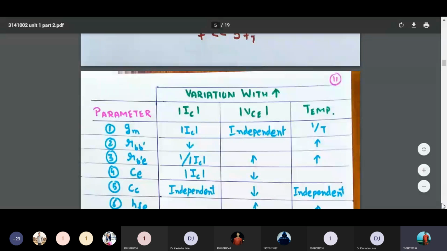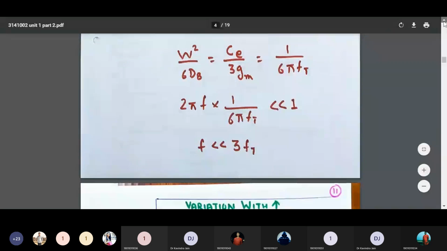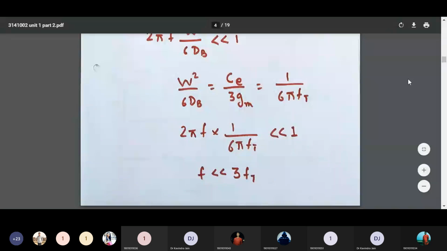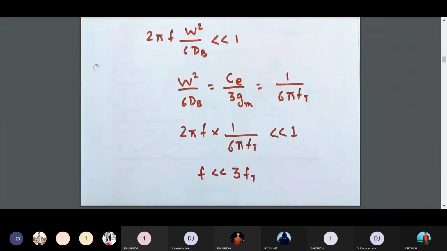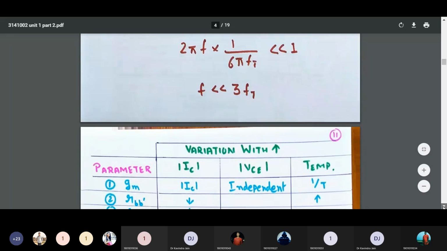Don't worry, I will upload these notes as soon as the lecture, that is the topic, finishes. After that you will get to know the equations, but the in-between matter, how you are achieving it, you will not be able to understand if you are not attending the lectures. So now what I request you is, please write down variations of hybrid pi parameters.